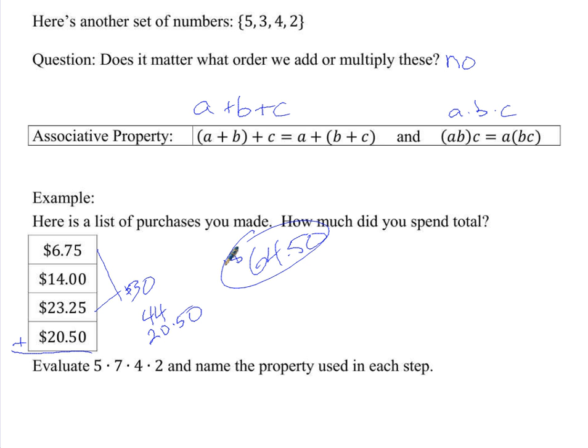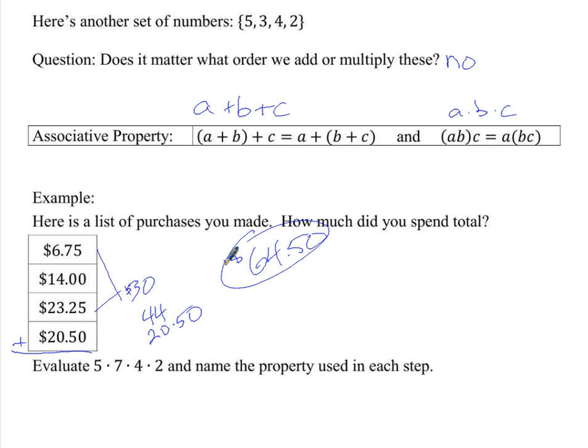All right, how about evaluate 5 times 7 times 4 times 2, and then it says name the property used in each step. So we're either going to be using the commutative property or the associative property. And I want you to really pay attention to how this works. What two numbers could we multiply together to make something easy to work with? What do you think? 5 times 4 gives the easy number to work with? Is that what you want to do?